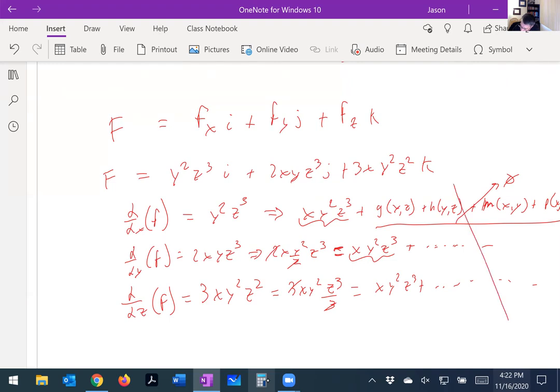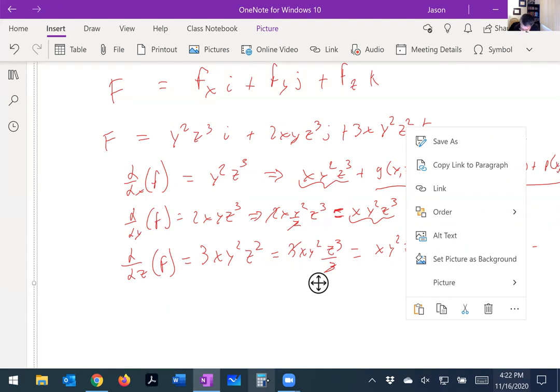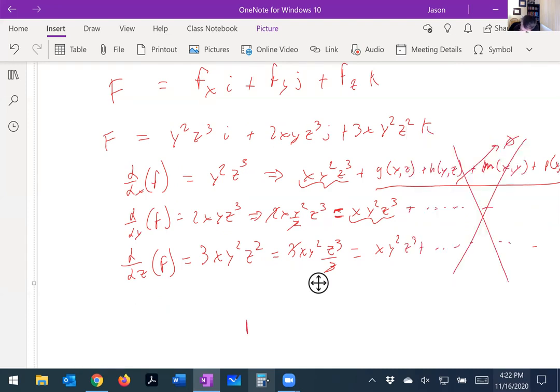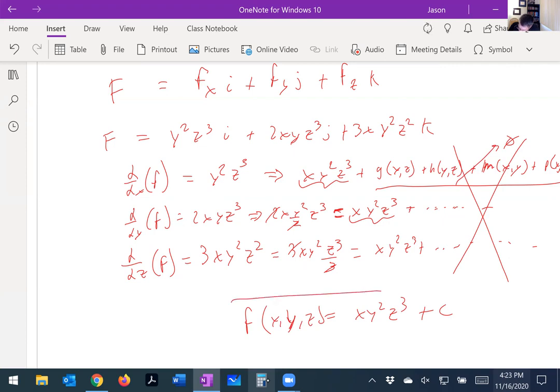So were there any extra terms? No, there weren't. All this stuff is gone. So what's the only term that we have? The only term that we have is that f of x, y, z was equal to xy squared z cubed plus some constant. Could have been some constant, we just don't know. But there are no other funky xz terms. It's just one thing. This thing is our parent function, and so we could find it.